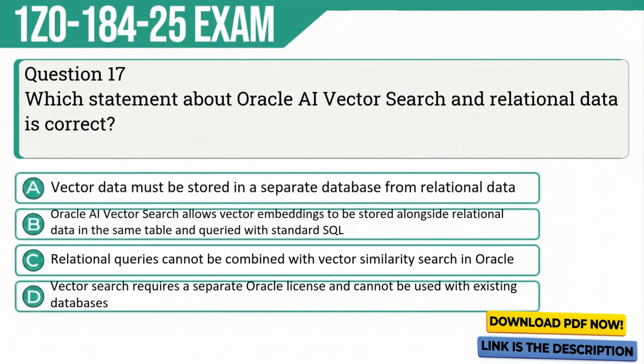Question 17. Which statement about Oracle AI vector search and relational data is correct? A. Vector data must be stored in a separate database from relational data. B. Oracle AI vector search allows vector embeddings to be stored alongside relational data in the same table and queried with standard SQL. C. Relational queries cannot be combined with vector similarity search in Oracle. D. Vector search requires a separate Oracle license and cannot be used with existing databases.